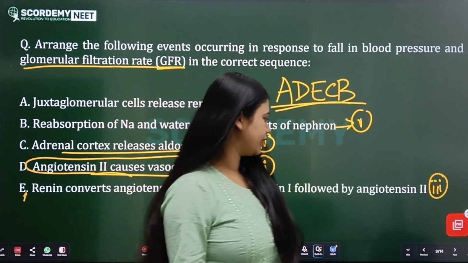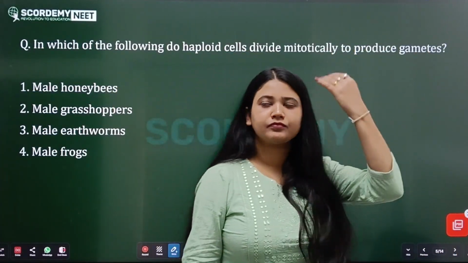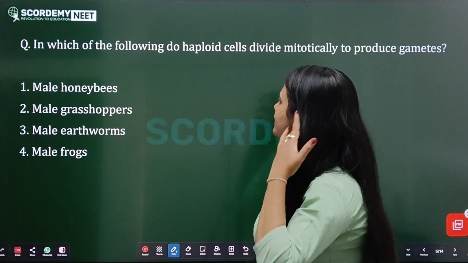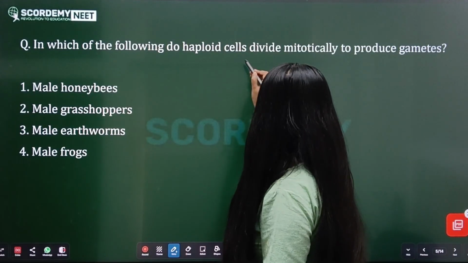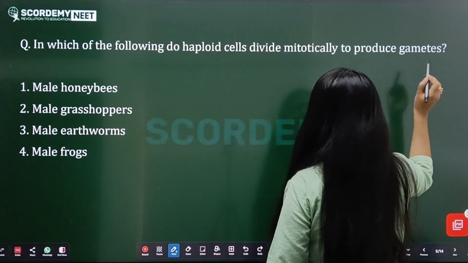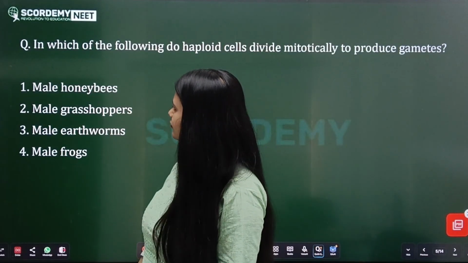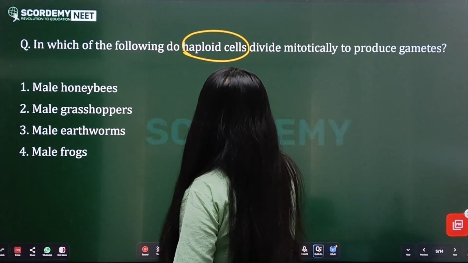Next question. In which of the following do haploid cells divide mitotically to produce gametes? Haploid cells, what is asked here?